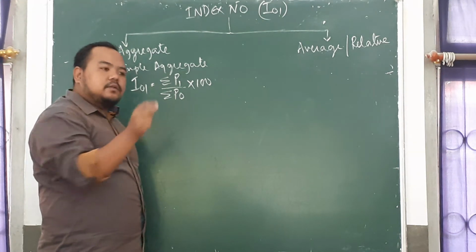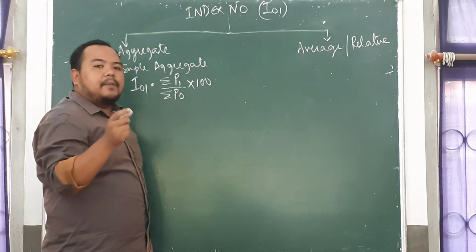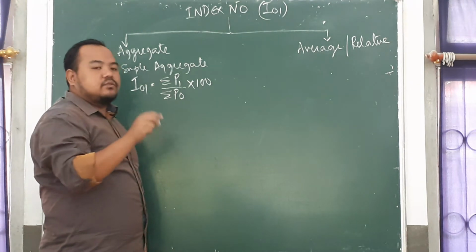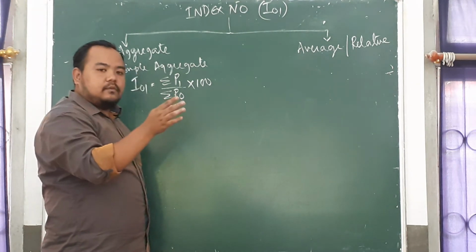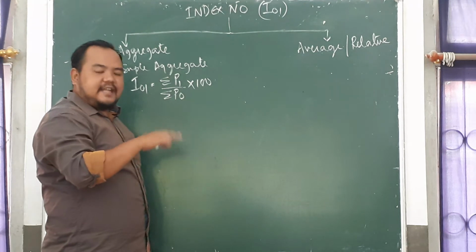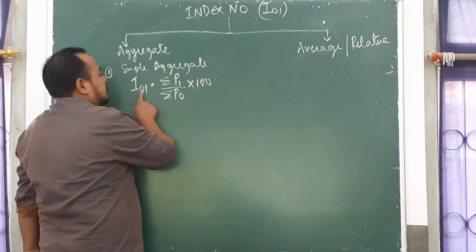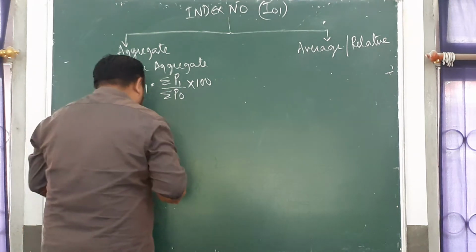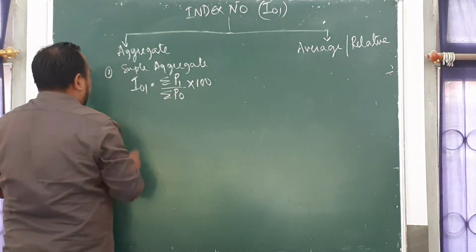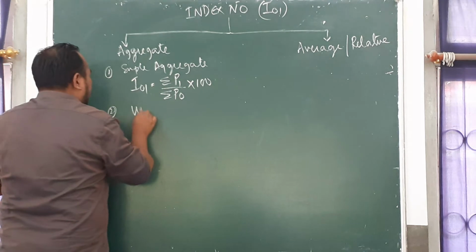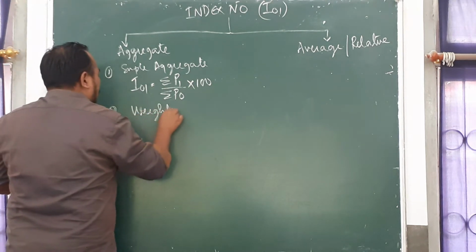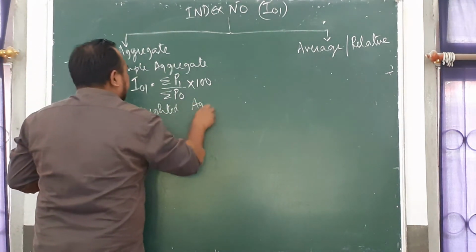So the year with which you are comparing is called the base year, say 2000 or 2010, and the later year is the current year, 2020. So 0 means the base year, 1 means the current year. So this is called simple aggregate. Next we have weighted aggregate.